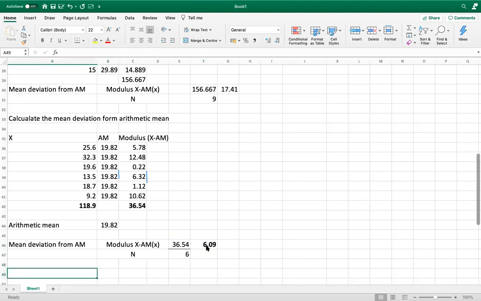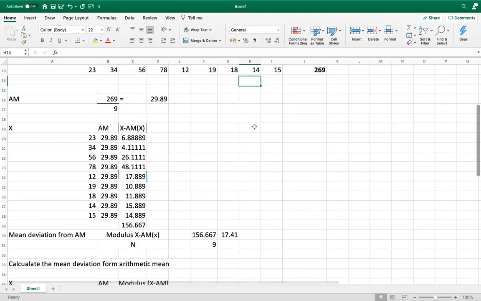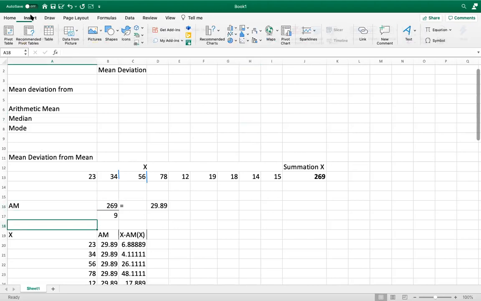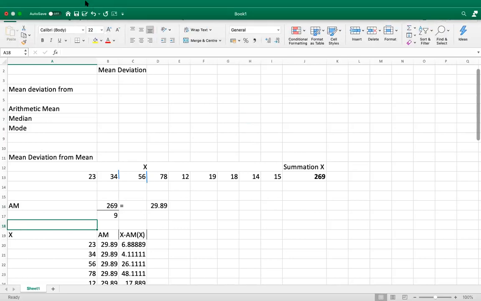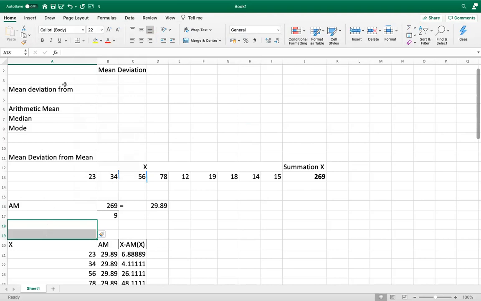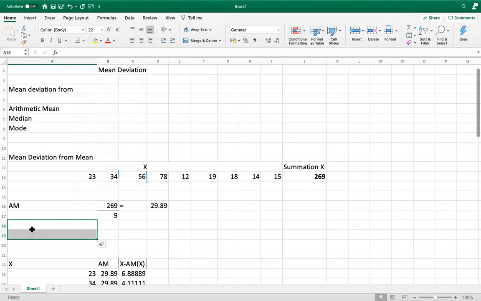Yes, ma'am. For similar sums, can we do mean deviation from median? I will first compute the median. So for the first sum, let me compute the median. Take a second. So let me compute the median.